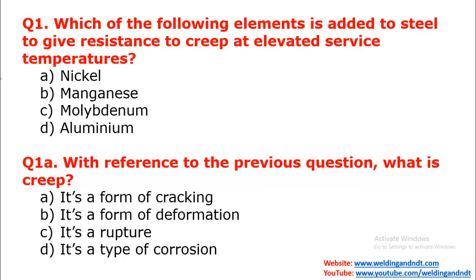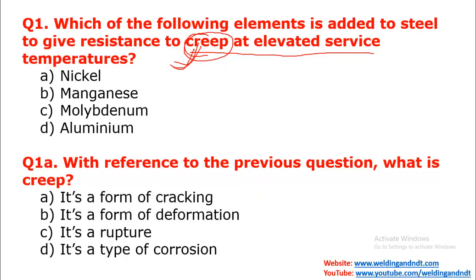So let us start. Our first question is, which of the following elements is added to steel to give resistance to creep at elevated service temperature? So creep at elevated service temperature. In my CSWIP 3.1 video lecture series, I have explained the concept of creep and the mechanism of creep. Hence, I'm not going to explain that further, but for the timing, let us understand that creep is something like slow deformation of a material.